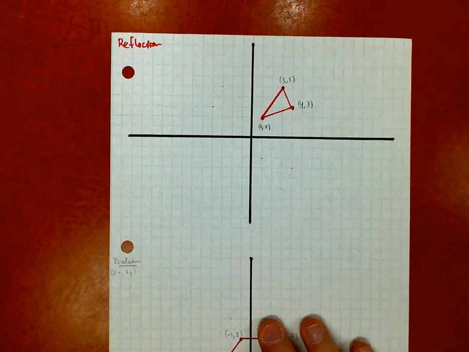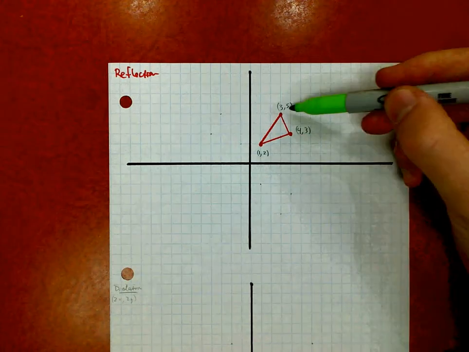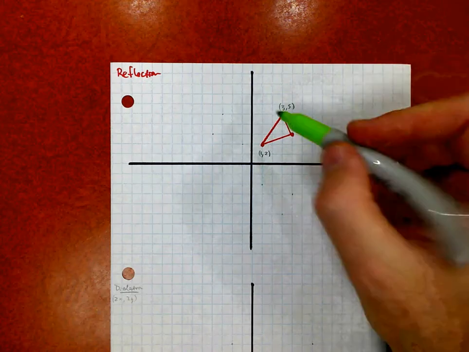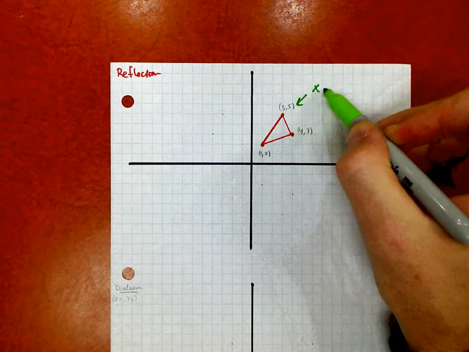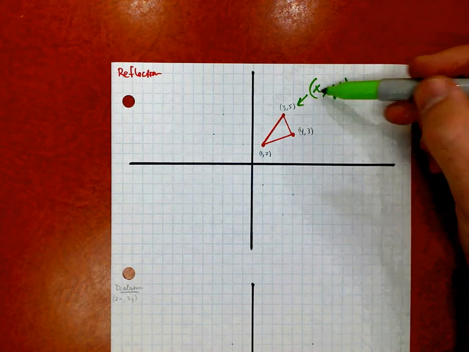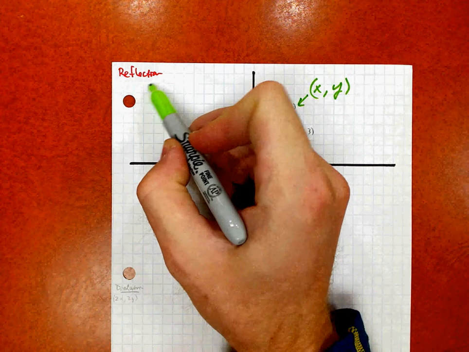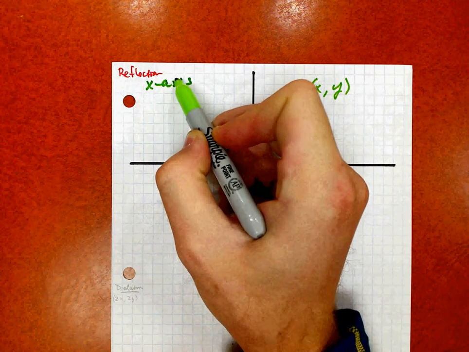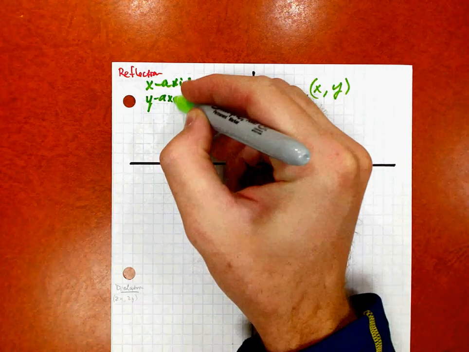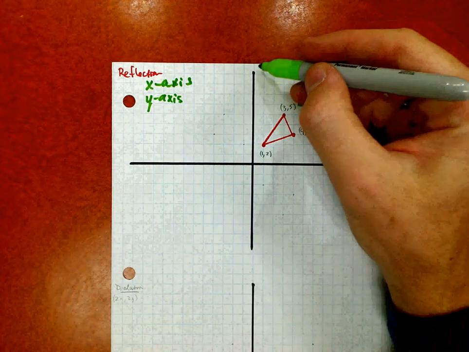Let's start with our reflection here. When performing any type of transformation, always focus on the vertices of the geometrical figure and think about what's going to happen to the x and y coordinates of the vertices. There's a rule for each transformation. In a reflection, there are 2 different types: x-axis reflection and y-axis reflection. Let's take a look at y-axis reflection first.